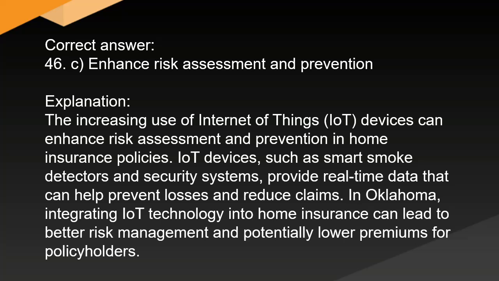Correct answer: C. Enhanced risk assessment and prevention. Explanation: The increasing use of Internet of Things devices can enhance risk assessment and prevention in home insurance policies. Devices such as smart smoke detectors and security systems provide real-time data that can help prevent losses and reduce claims. In Oklahoma, integrating technology into home insurance can lead to better risk management and potentially lower premiums for policyholders.